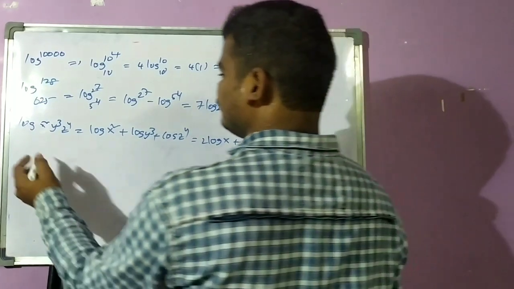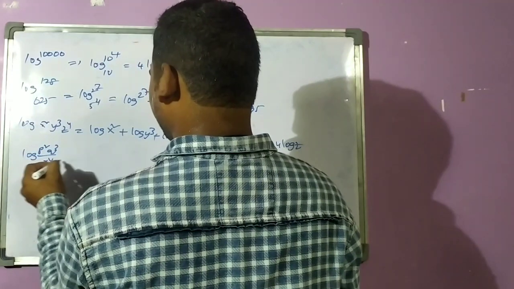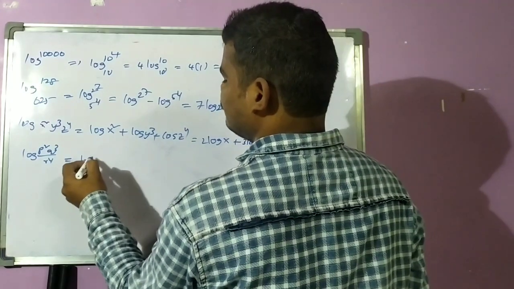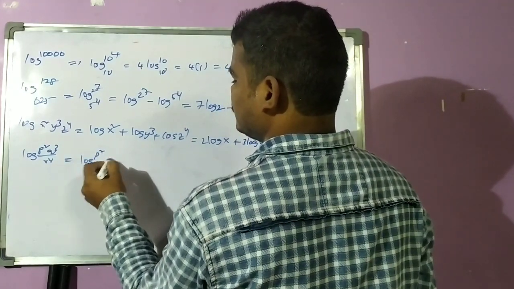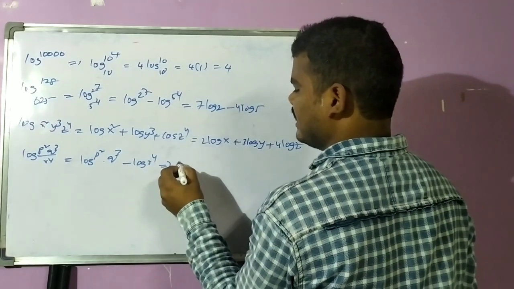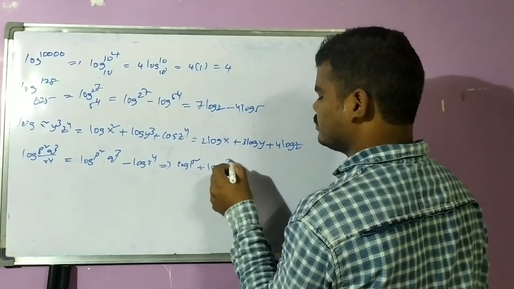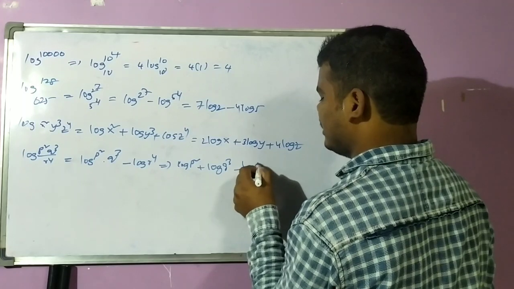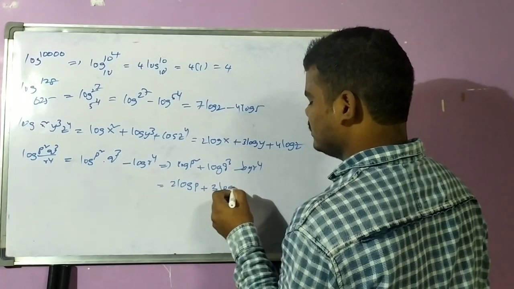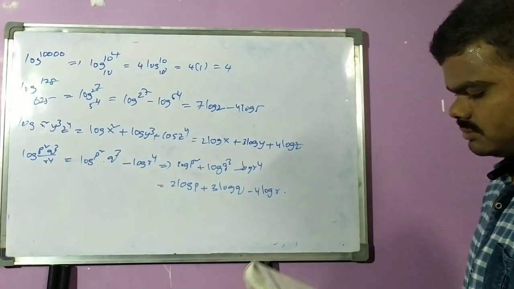Next one, logarithm of p square q cube by r power 4. This is logarithm of p square into q cube minus logarithm of r power 4. Logarithm of p square plus logarithm of q cube minus logarithm of r power 4. 2 log p plus 3 log q minus 4 log r.